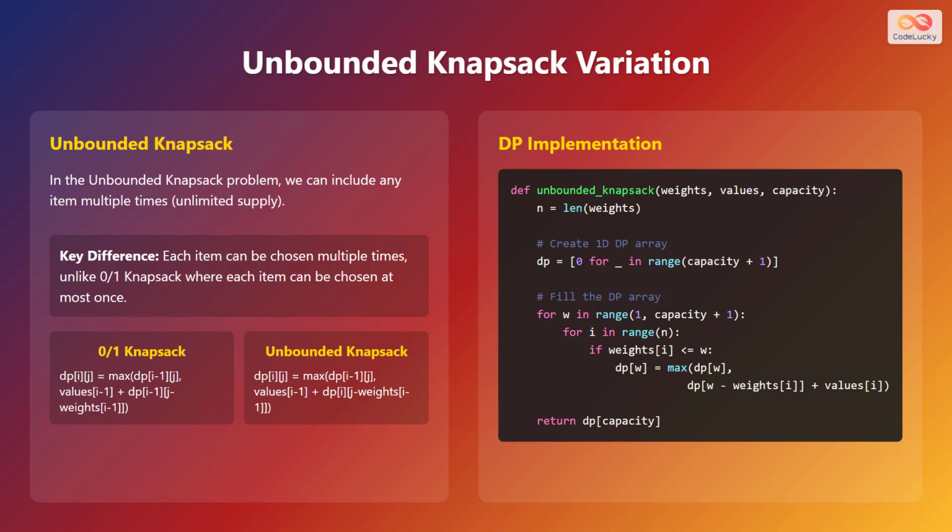The function unbounded_knapsack takes weights, values, and capacity as inputs. We create a one-dimensional dp array initialized with zeros. We fill the dp array by iterating through each weight from 1 to capacity and each item from 0 to n. If the weight of the current item is less than or equal to the current weight, we update the dp array with the maximum value we can obtain. Finally, we return the value at the capacity index of the dp array.